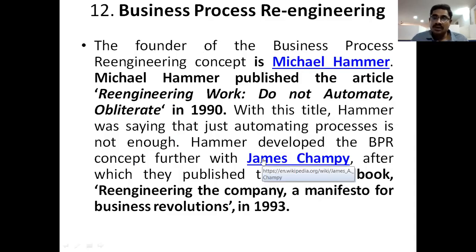Now the last topic of the 6th unit as well as our management science subject, right? Business process reengineering. It was developed by Michael Hammer. Michael Hammer published the article Reengineering Work: Don't Automate, Obliterate in 1990. So this is the article name. It was published as a publication, right?